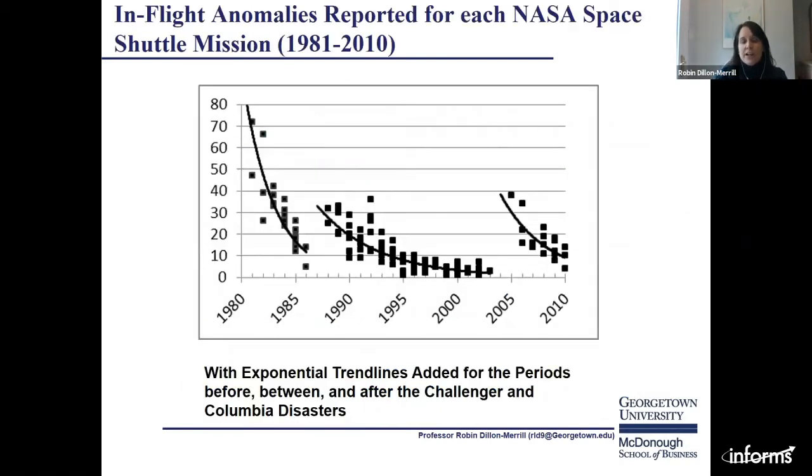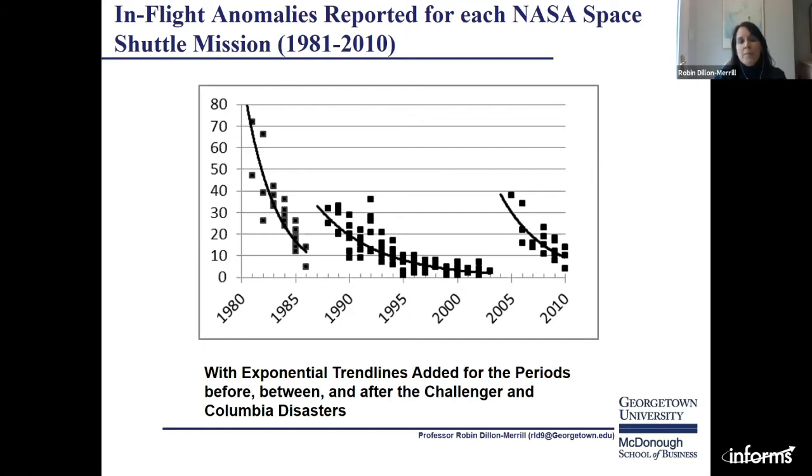What this chart is showing you, so the first case study I'm going to talk a little bit about is some of the research we did in space missions. And so what this chart is showing you is in-flight anomalies reported for each NASA space mission during the lifetime of the program.